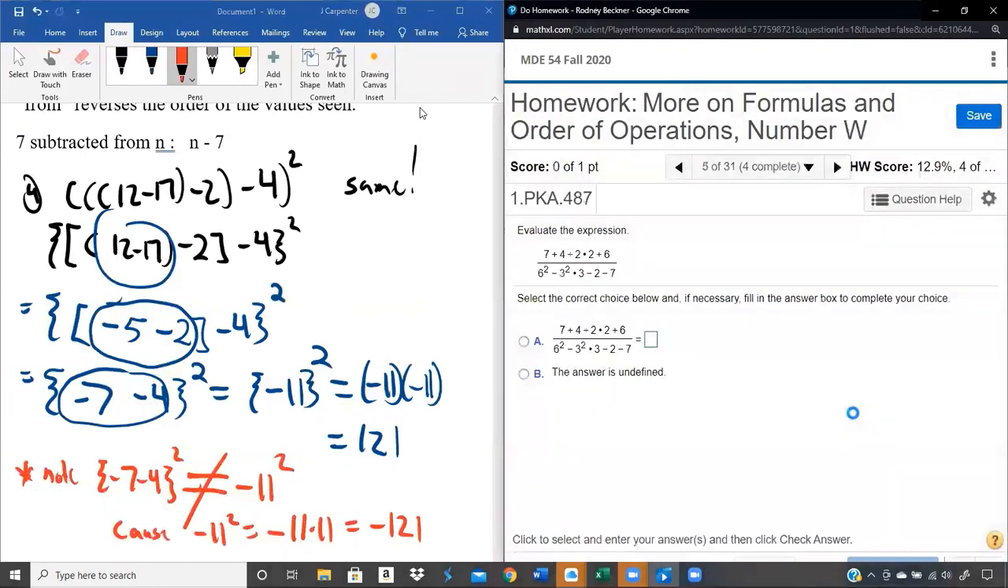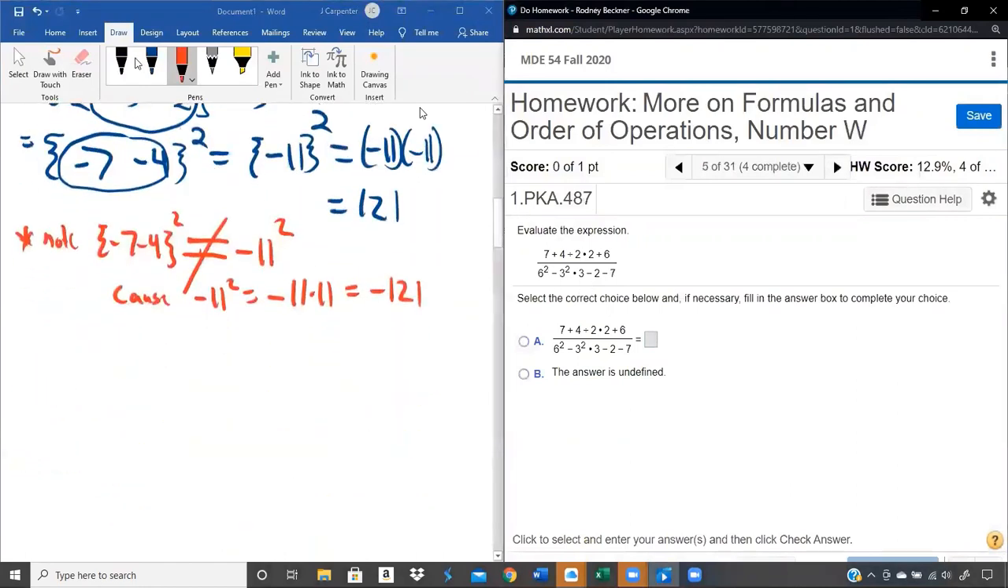Oh boy, look at all those steps. Lots of places to have accidents and mistakes and wrong orders of things. All right, number 5.